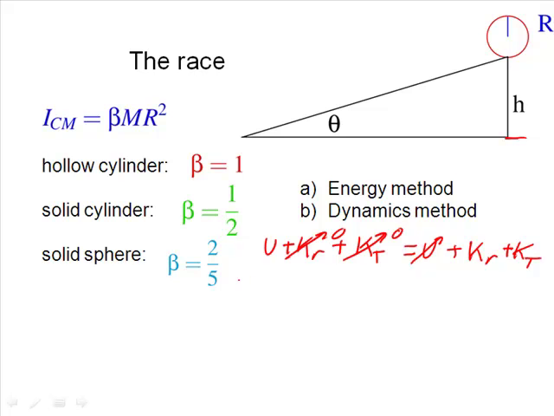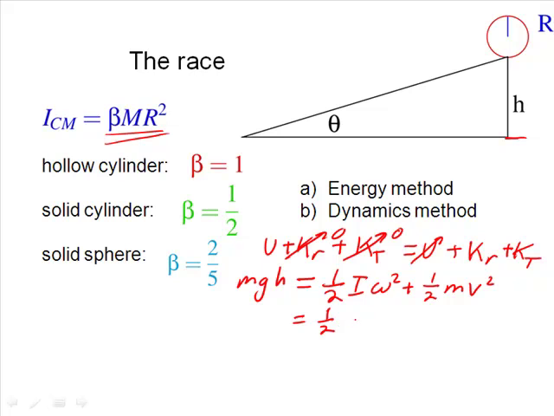So this is going to be mgh is equal to 1/2, rotational is I omega squared, and the translational is 1/2 mv squared. Alright, but I can put I in this form right here, and so this is 1/2 beta m r squared omega squared plus 1/2 mv squared.